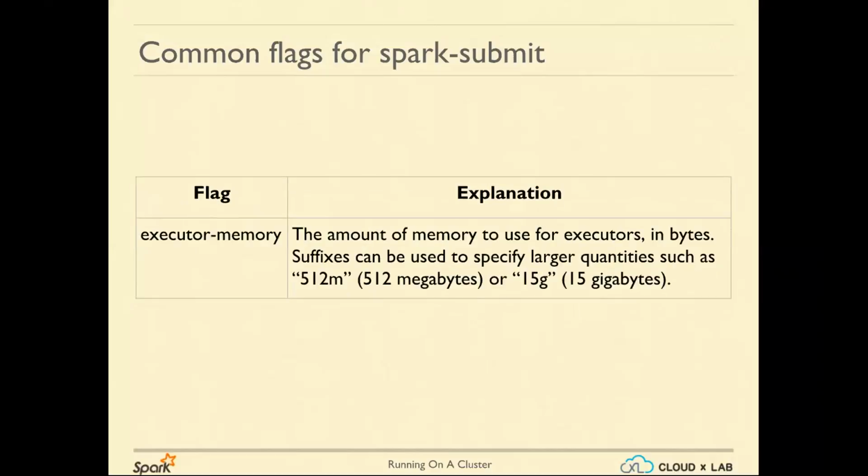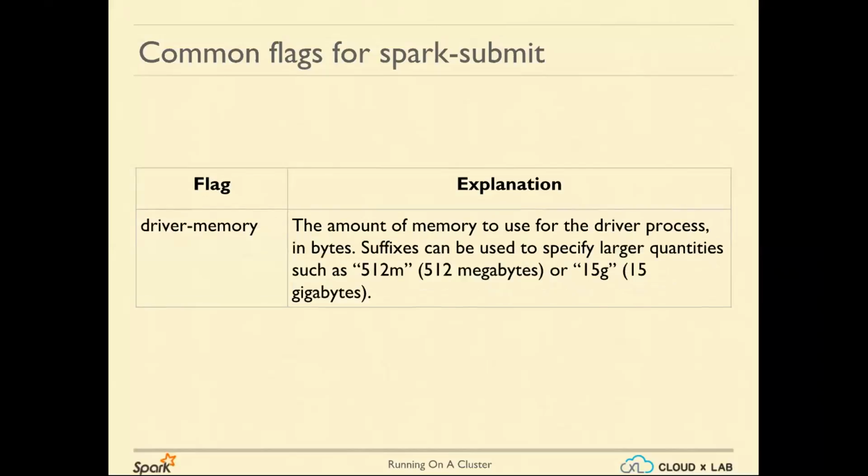Similarly, if you want more executor memory, then you could say --executor-memory. What is executor memory? The memory that is used while your program is executing on any of the nodes in the cluster. This is the amount of memory to be used for the executors in bytes. Suffixes can be used to specify larger quantities, for example 512 MB or 15 gigabytes. Similarly, if your driver requires more memory than the default, you could use spark-submit --driver-memory and specify how much memory you would like to use.